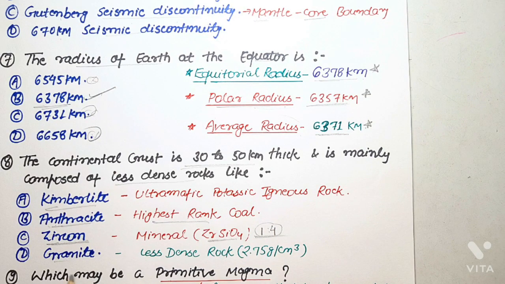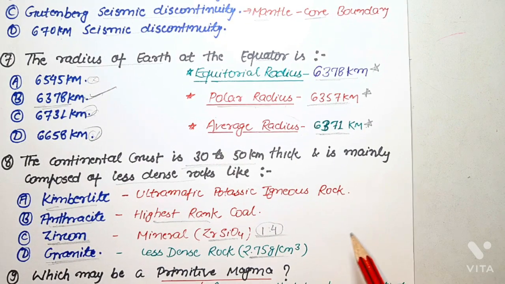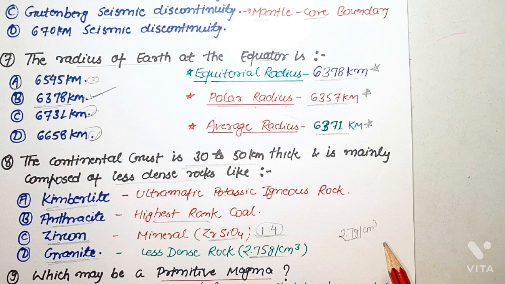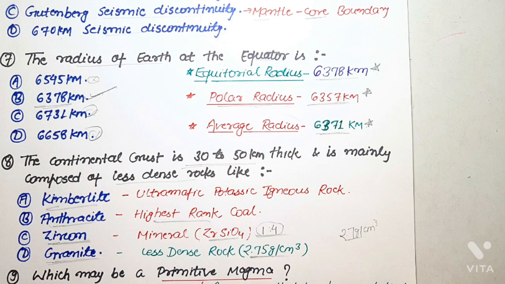Now coming to granite, granite is a less dense rock, and its density is approximately 2.75 gram per centimeter cube, and as you all know, the continental crust also has a density of approximately 2.7 gram per centimeter cube. So granite is the rock that mainly composes the continental crust, more than 90% of the crust as per the data in a book.